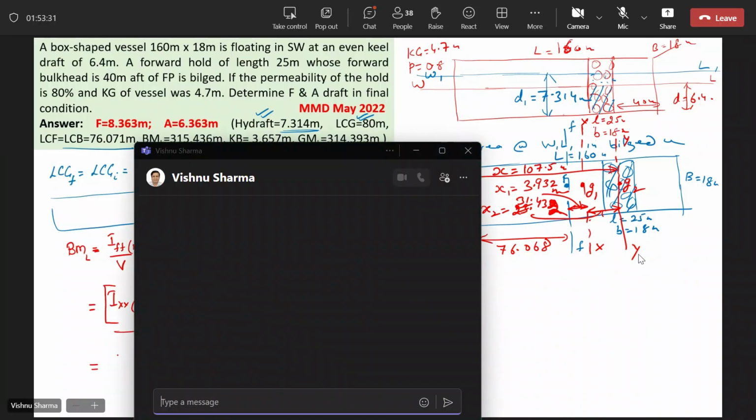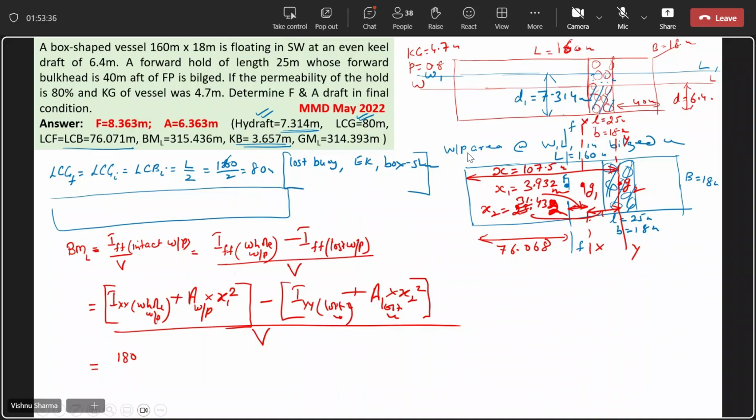Whole water plane area, my eyes go directly on the diagram. On the water plane diagram, 18, so 18 into 160 cube by 12 plus area is 180, 160 into 18. X1 is already in the diagram, 3.932 square. The other two expressions will be both minus and minus, guys. Don't mess it up. Minus small b is 18. Small l is 25 cube by 12.